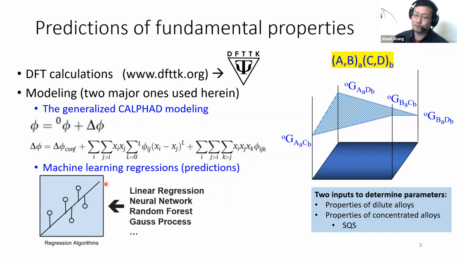Another type of modeling we also call the regressions. We can use machine learning. We have a lot of algorithms, such as the linear regression, neural network, random forest, and the Gaussian process. We majorly use these 2 models.